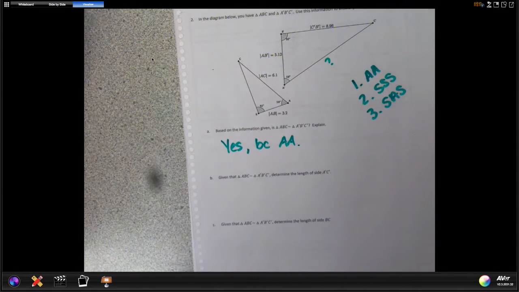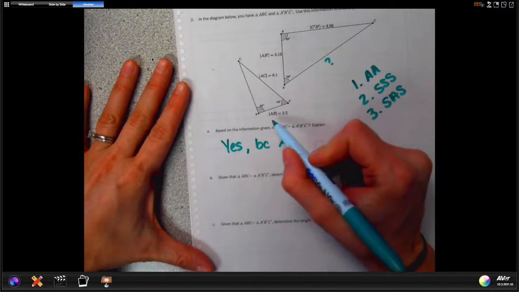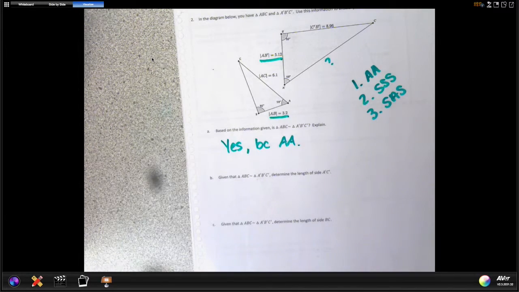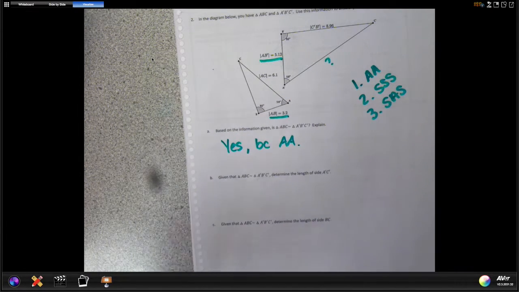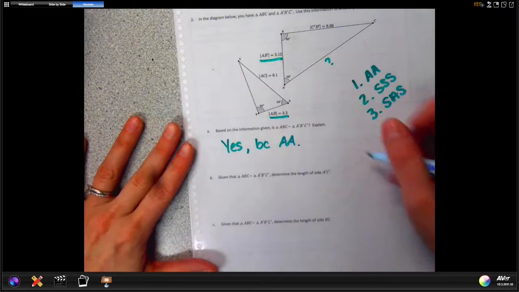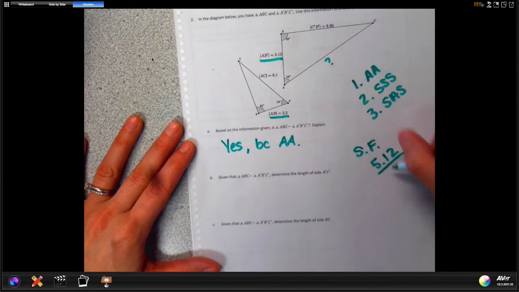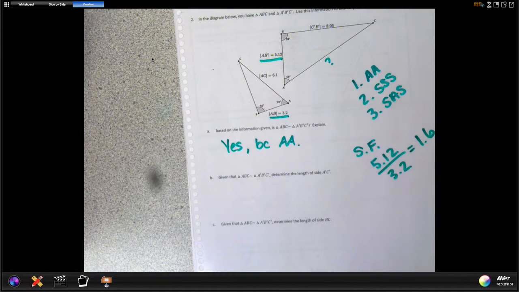The first thing we need to do is determine the scale factor from the lengths that we already have. So we have to find a match. I have AB and I also have AB prime here. Those are corresponding sides that both have values, so we're going to use those to find the scale factor. I'm going to take the larger one, 5.12, and divide it by the smaller one, 3.2, and I get 1.6 as my scale factor.